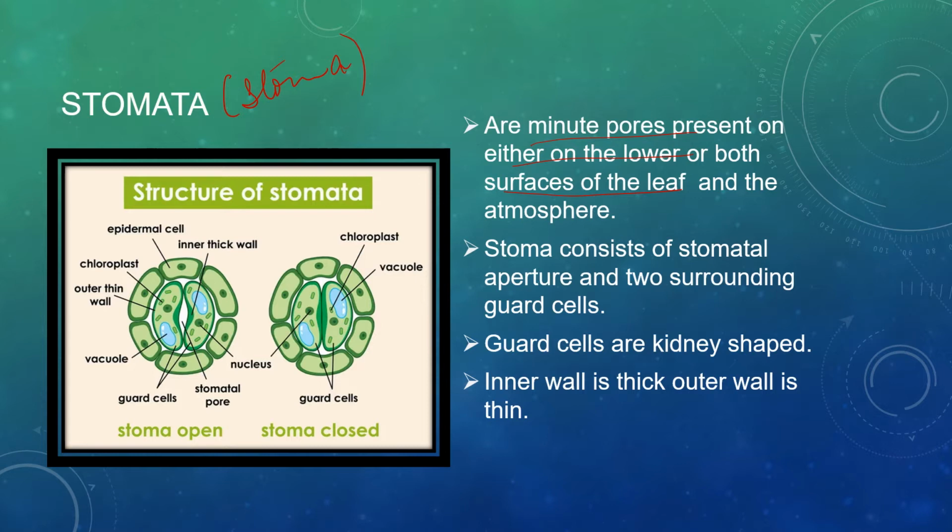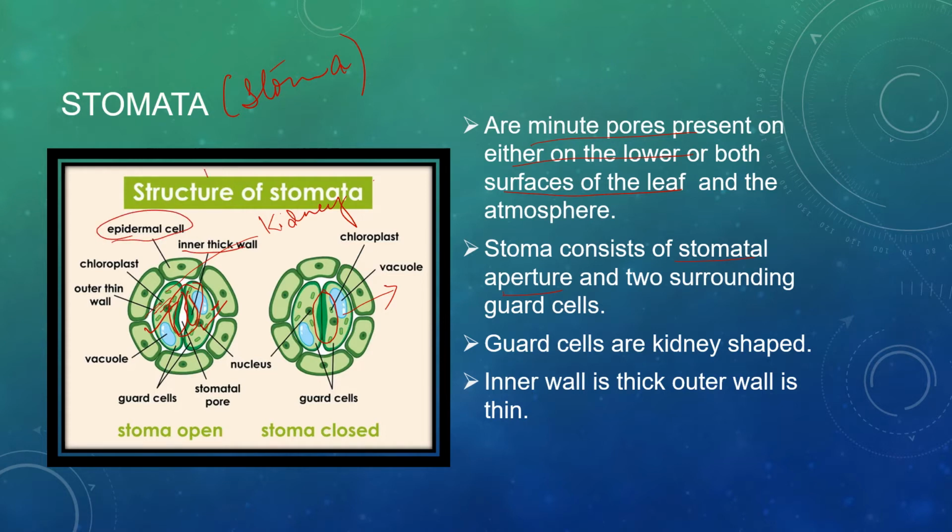Now the stoma consists of an aperture or a pore, which is called a stomatal pore or stomatal aperture. This stomatal aperture is surrounded by two guard cells. You can see in the diagram that the inner wall of these guard cells is thicker than the outside wall, and these guard cells are kidney shaped. Here you can see inside there are chloroplasts. The outer wall is thin, the inner wall is thick. As labeled, these are the epidermal cells.